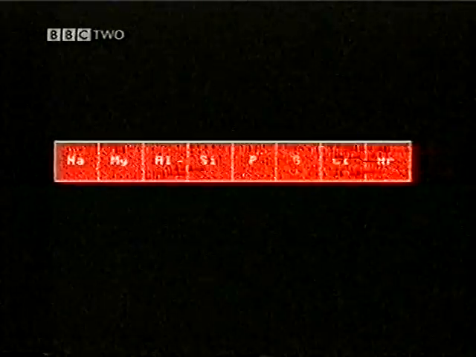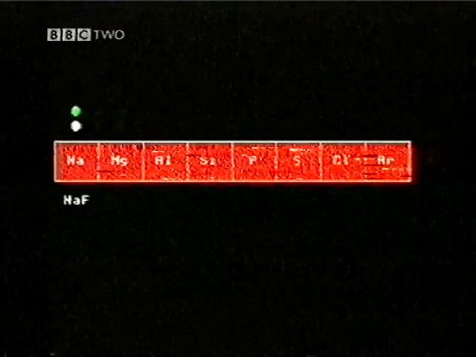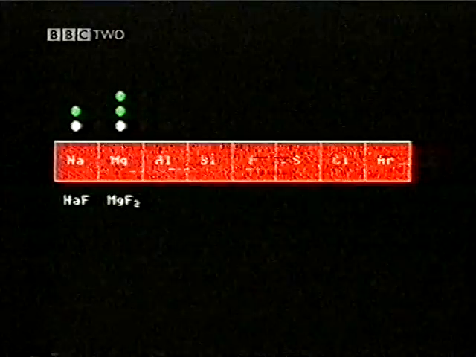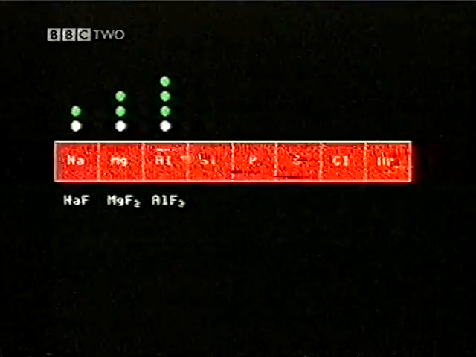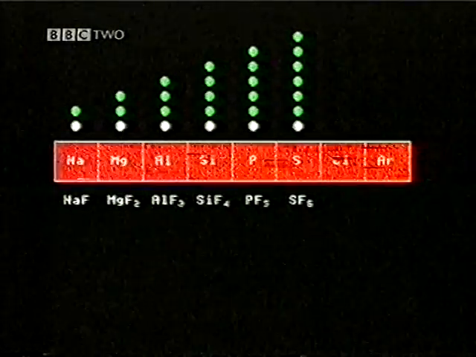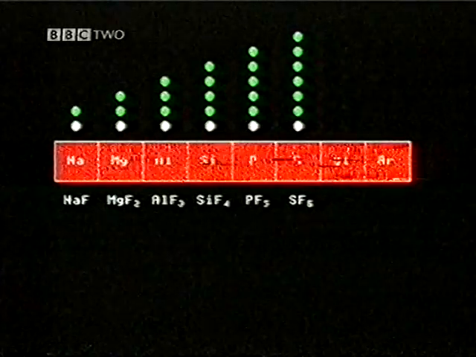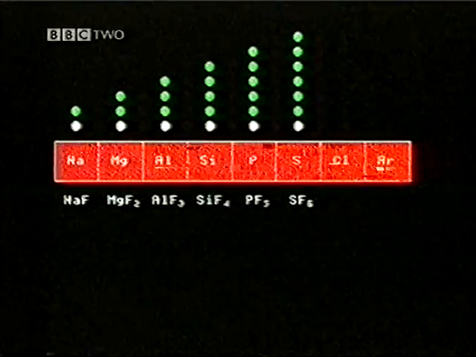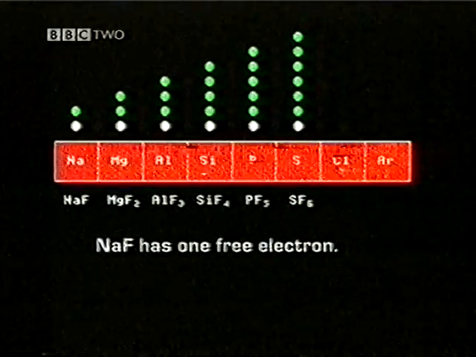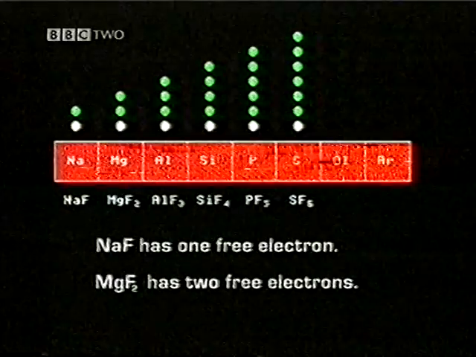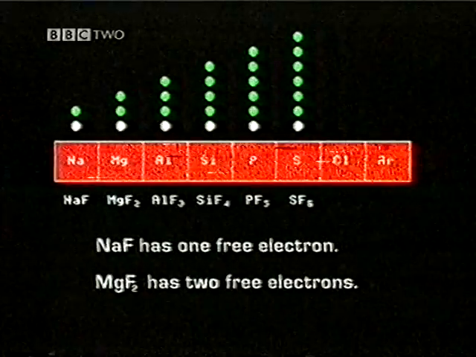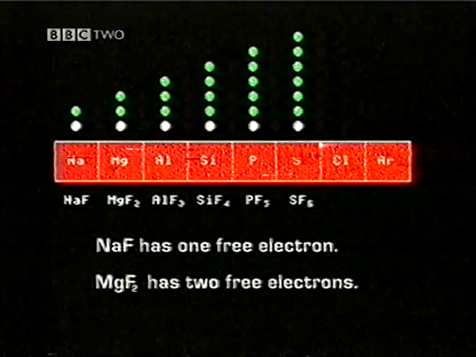In the case of sodium, one sodium atom combines with one fluorine atom. For magnesium, one atom combines with 2 of fluorine. For aluminium, it's 1 and 3. And so a pattern emerges. But why do the elements react in this way? Sodium in group 1 has 1 free electron in its outer shell, so it combines with 1 atom of fluorine. Magnesium in group 2 has 2 free electrons in its outer shell, so it combines with 2 atoms of fluorine. And so on.